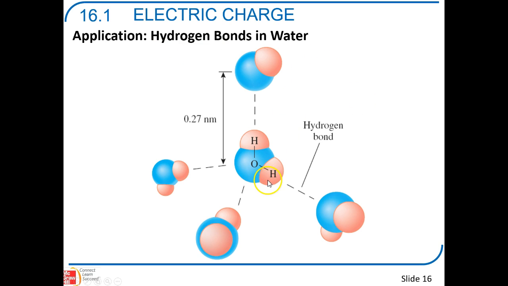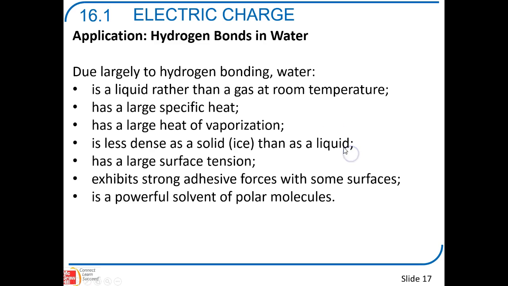Because hydrogen bonds are in water, this is what gives it a little bit of surface tension. It gives us our fairly high boiling point, fairly low melting point, those types of things. So it's a liquid rather than a gas at room temperature. It has a large specific heat and a very large heat of vaporization. It's less dense as a solid than as a liquid, so it floats. If you freeze a lot of other liquids, you won't have that; they actually will sink. It has a very large surface tension, exhibits strong adhesive forces with some surfaces, and it's also a pretty powerful solvent of molecules.